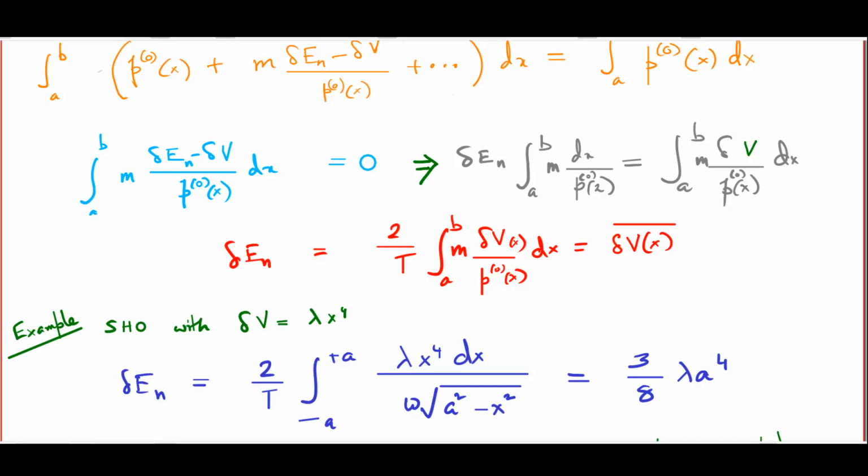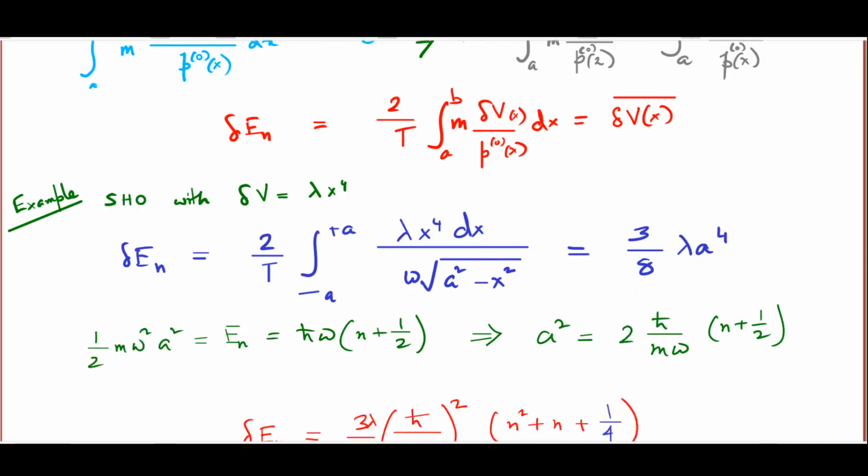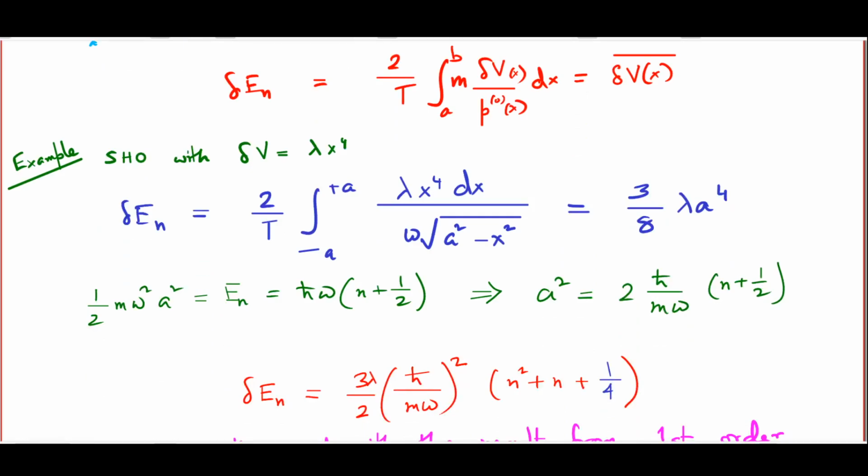Now this integral can be evaluated pretty readily, and the answer turns out to be 3/8 of lambda A to the 4. And using the fact that A, the turning point, is related to the energy by half m omega squared A squared equals En, which is of course in turn equal to h cross omega (n plus half), we can find out the value of A squared and then square that and plug it into the expression for delta En. And this gives us the following expression for delta En. Delta En is 3 lambda by 2 times (h cross by m omega) whole squared times this factor, which is n squared plus n plus 1/4.